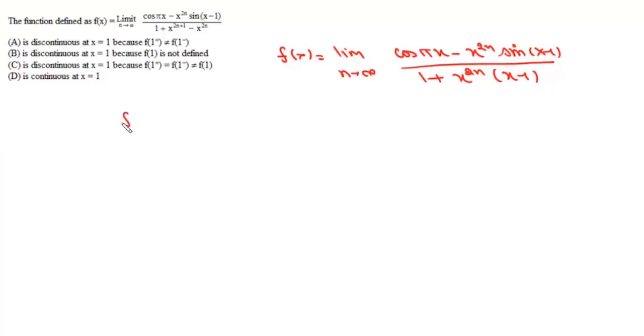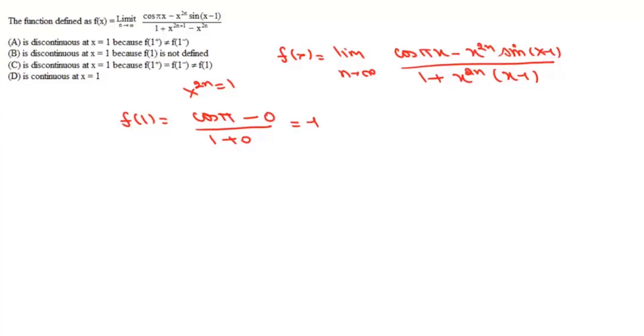Now, if we find the value of f(1), if x is 1, then x to the power 2n will be 1. So in that case, this value will be cos π minus, now this is 1 and this is sin 0. Sin 0 is 0, and here will be 1 plus 0. So the value at x equals 1 is −1.